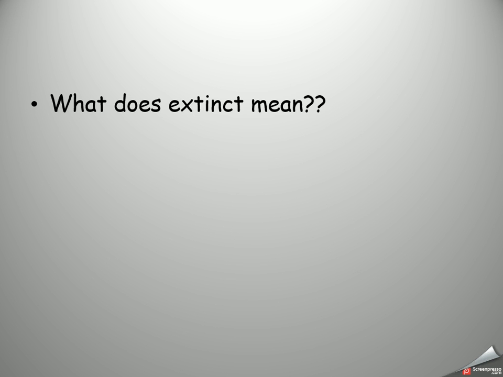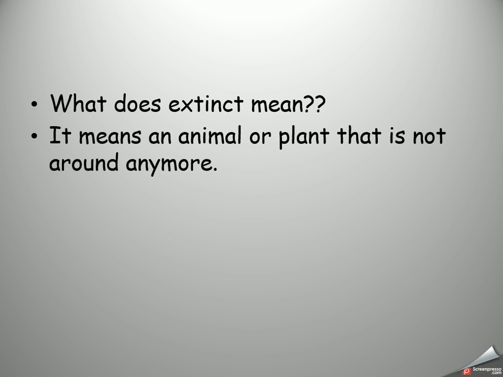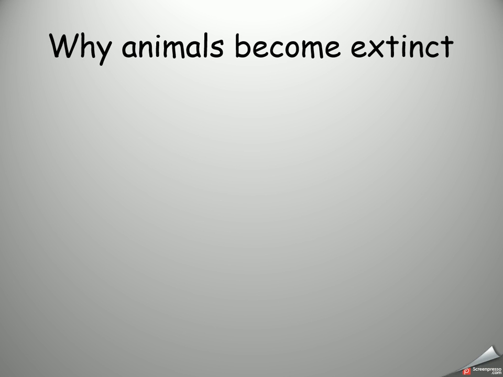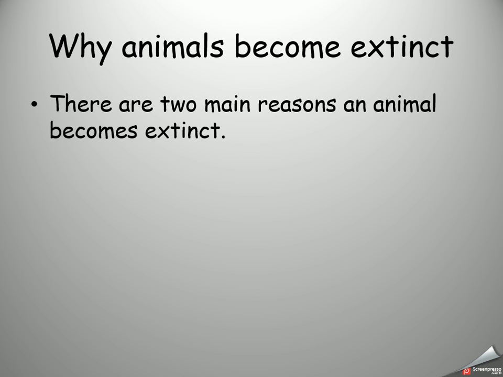So, sustainability. Looking at what does extinct mean? It means an animal or a plant that is not around anymore. Like the dodo, the saber-toothed tiger, and the dinosaurs. Okay, why do animals become extinct? There are two main reasons why an animal becomes extinct.